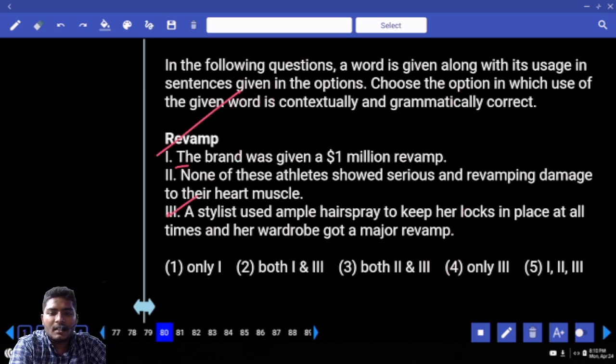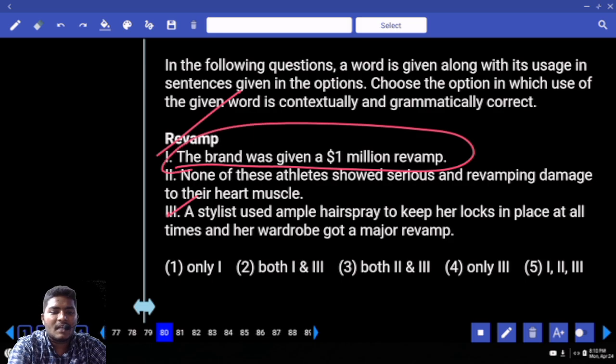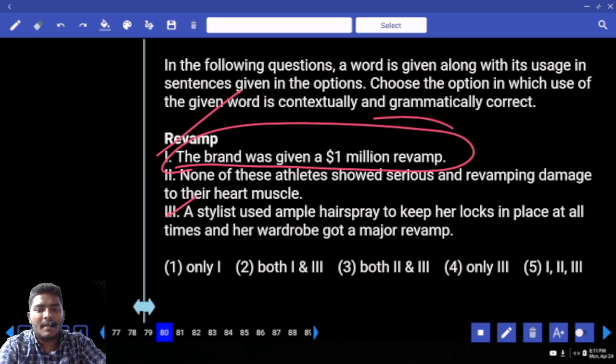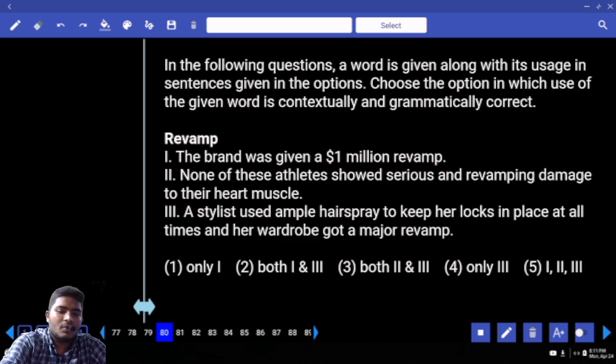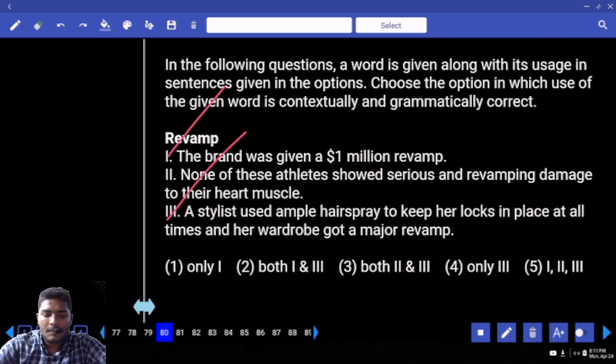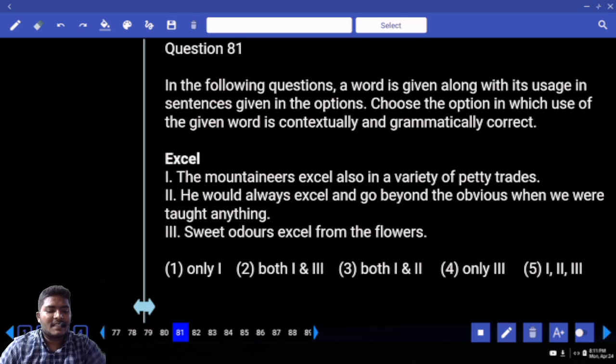1 and 3. The brand was given a 1 million revamp. What does it mean? There was a business. It got into losses. So what happened immediately? 1 million revamp. What does it mean? Again, it is a reinvestment. They want to put the business back on track. So the answer comes with both 1 and 3. Next, move to 81. Excel.